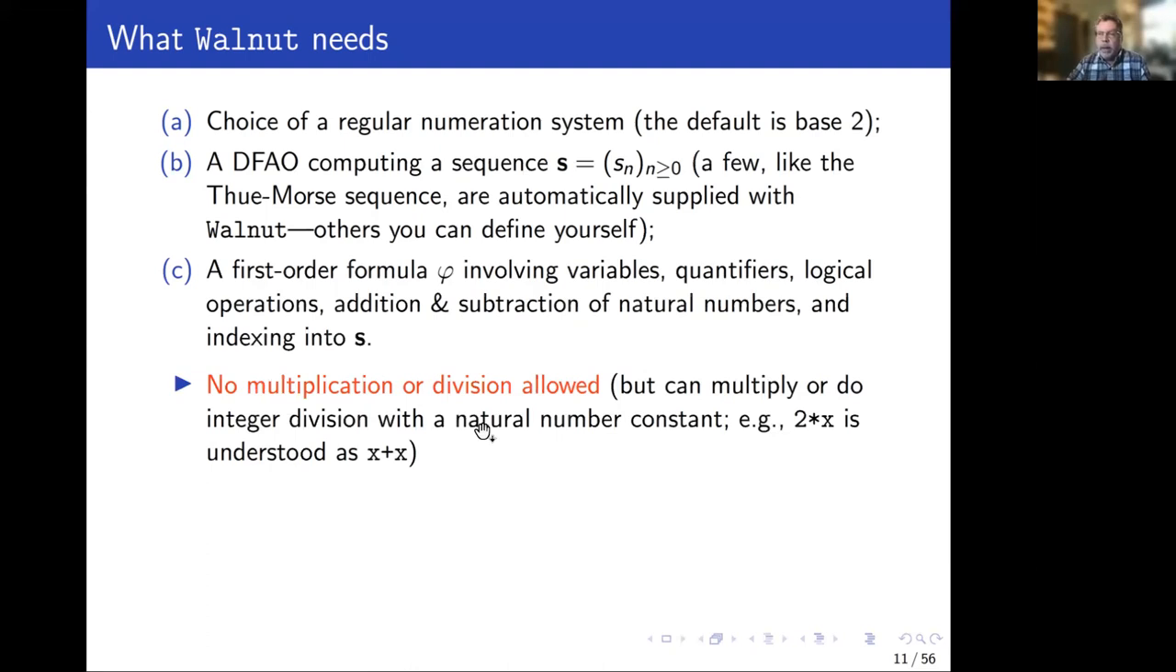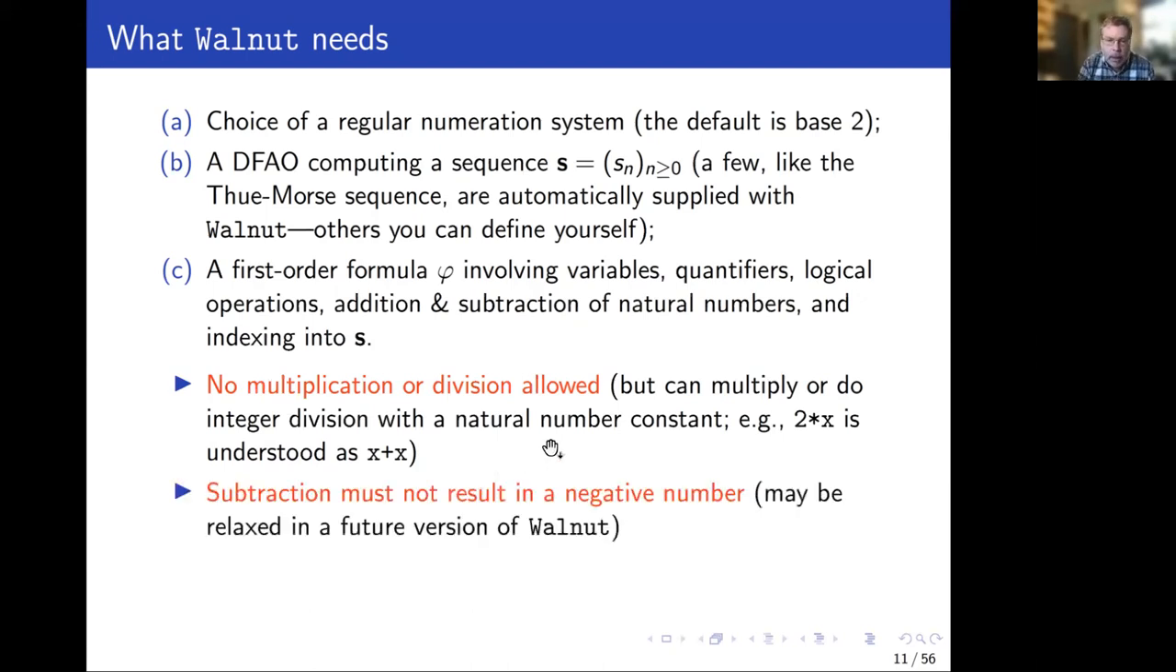So I want to point out that you can't multiply or divide with variables. But you can multiply or do integer division with a natural number constant. In other words, you can write 2 times x, but you can't write down y times x. So 2 times x is just understood by Walnut to mean x plus x.